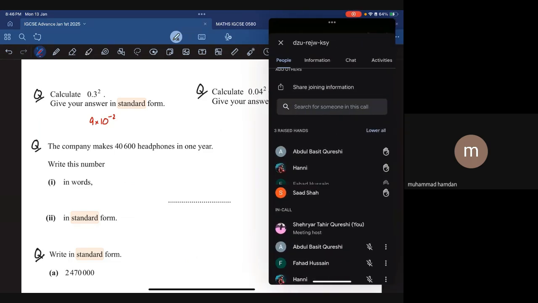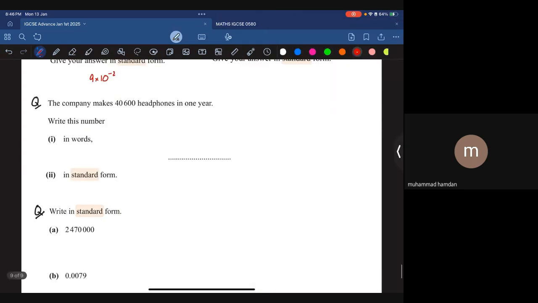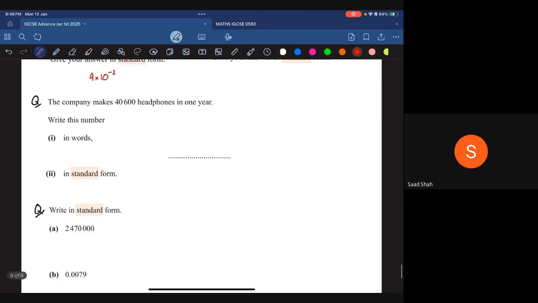Who else is done? Saad, you're done? Yes, sir. Saad, question number 2. Tell me what's the answer. Okay, this is like really foolish. It says to write this number in words. I guess we'll have to. I remember when we used to write checks, you had to write the amount in words. So it's 40,600. I think that's how you write it. Even I'm not sure about this one.